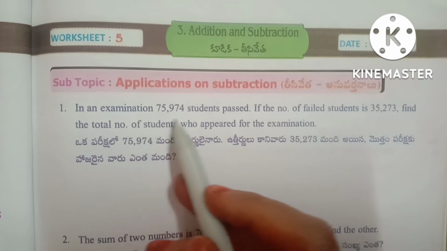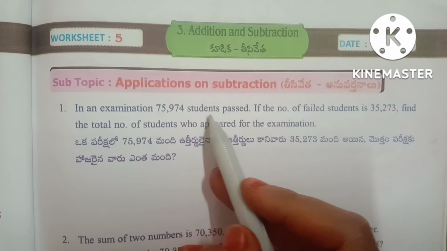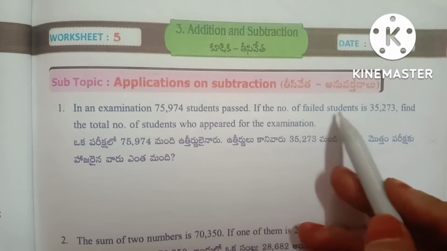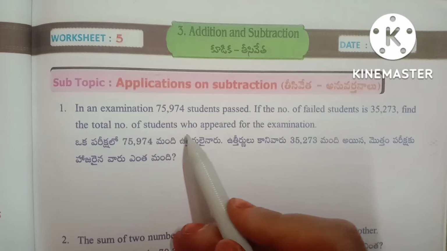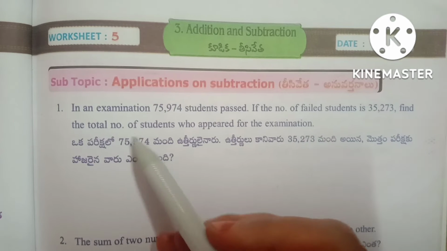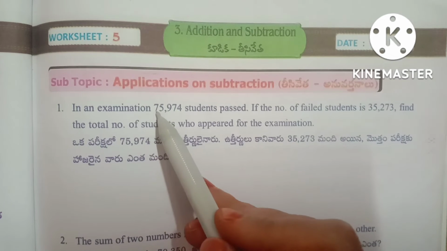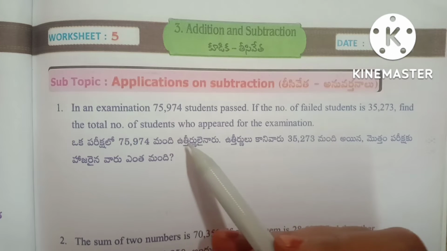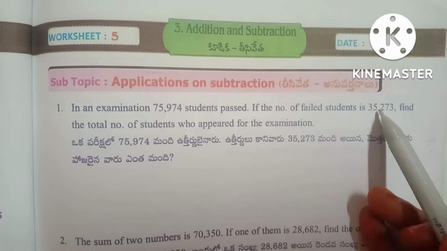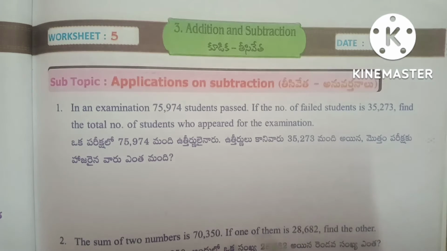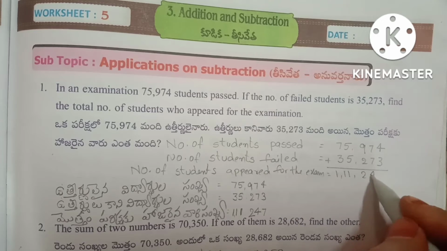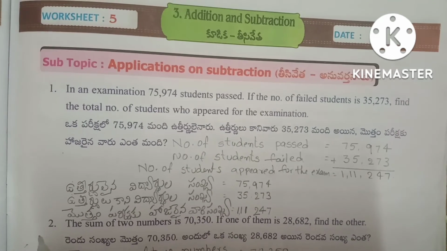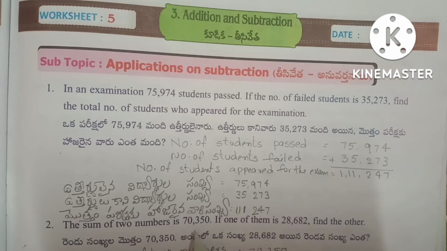First question, in an examination, 75,974 students passed. If the number of failed students is 35,273, find the total number of students who appear for the examination. Number of students passed, that equal to 75,974. Number of students failed, that equal to 35,273. So, number of students who appeared for the exam, that equal to 1,11,247.